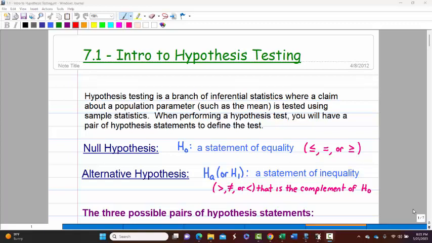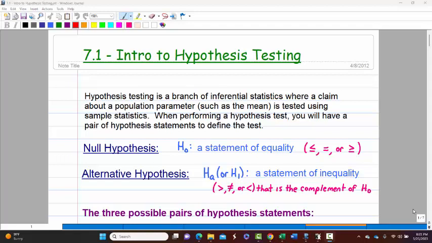Hello, this video is section 7.1 from the Larson book, Introduction to Hypothesis Testing. Now, we've studied one branch of inferential statistics, which is confidence intervals. This branch is where we're testing a claim about a population parameter and then saying if we think a population mean is greater than that number, less than that number, or not equal to that number.